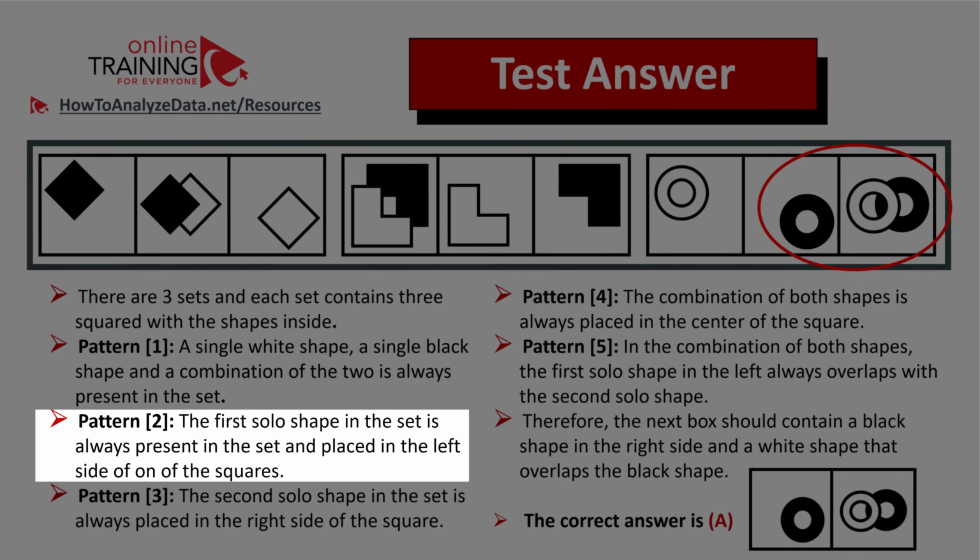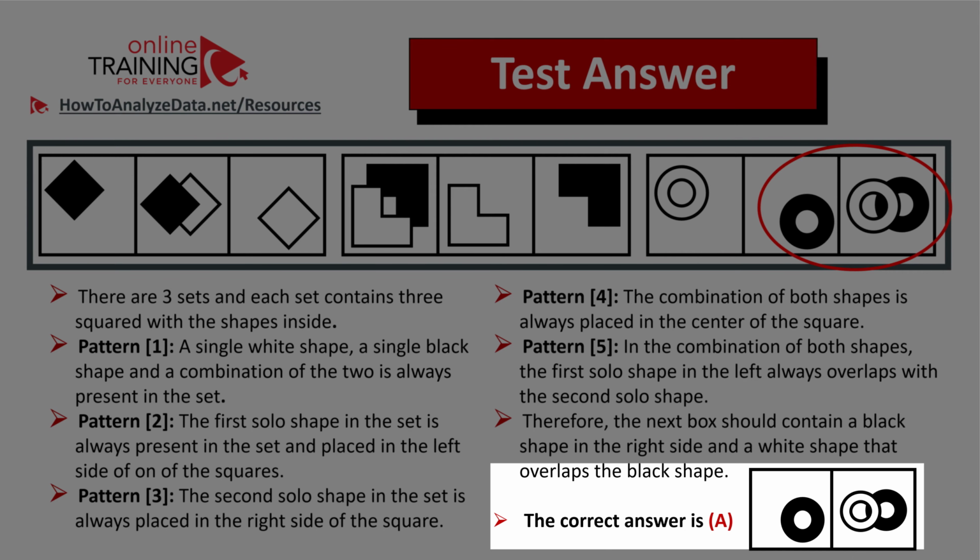Then there is a second pattern. There is always a solo shape. The black solo shape is always positioned in the left part of the square inside the set. The white shape is always positioned on the right part of the square inside the set. And the 2 shape grouping with black and white shapes is always in the middle.